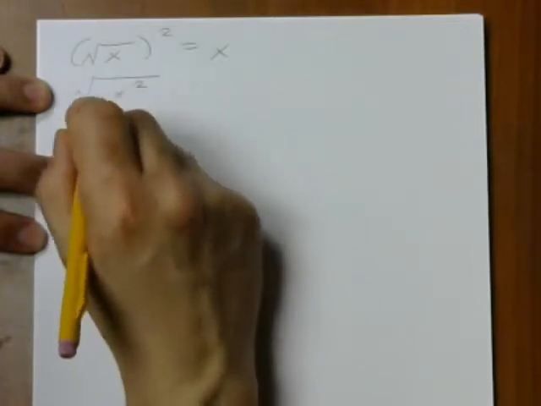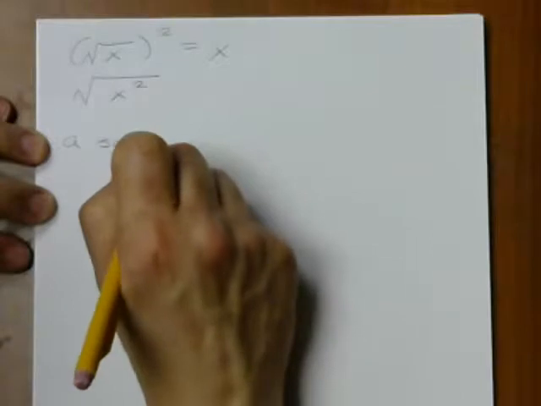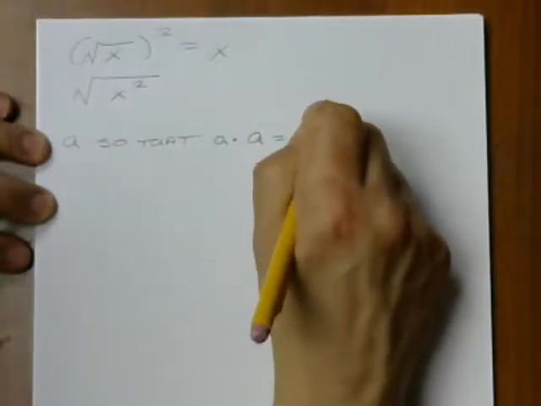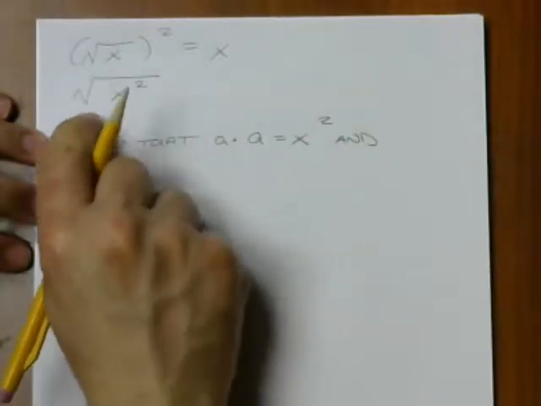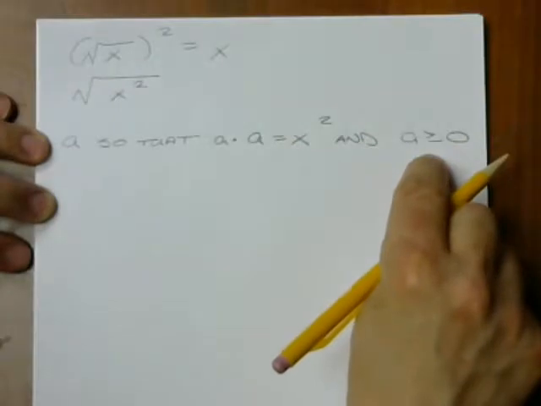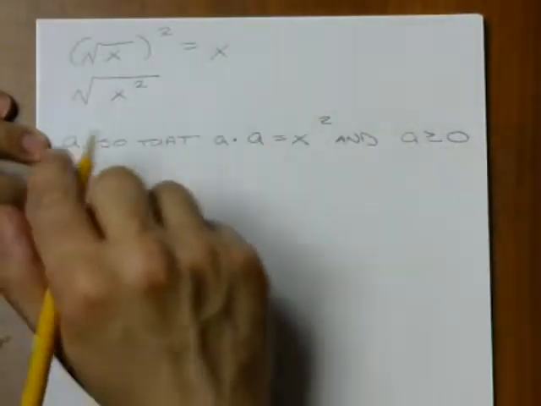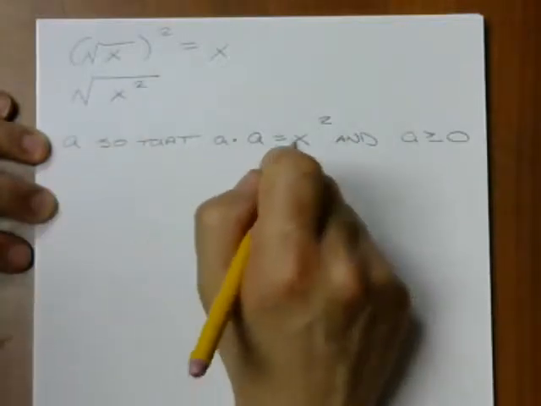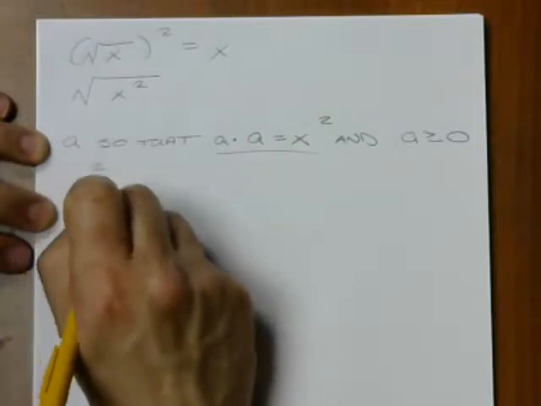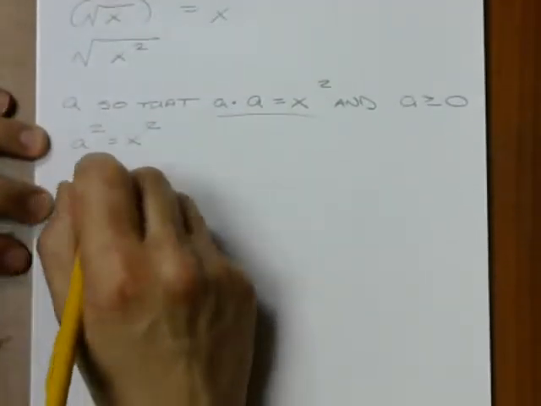What does it mean to take the radical of x squared? Well, it means we want some a so that a times a is x squared, and since we're taking the radical, which means we're taking the principal root, we're taking the positive. So we also need a to be greater than or equal to 0. Okay, so let's look at this for a second. What does that mean? Well, it means a squared is equal to x squared. And remember, we're trying to find a.